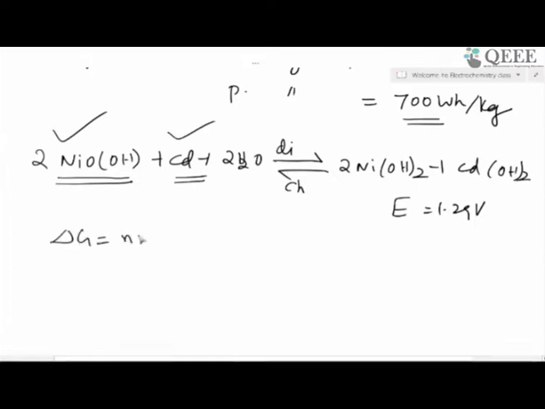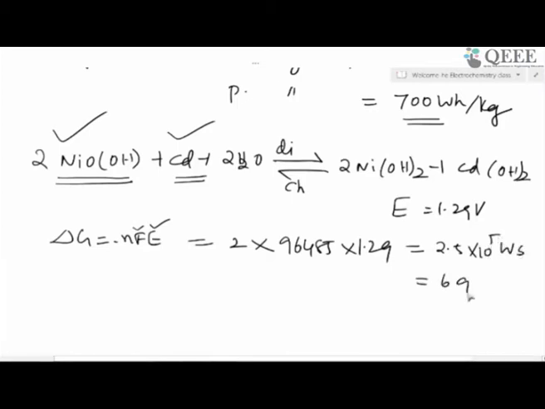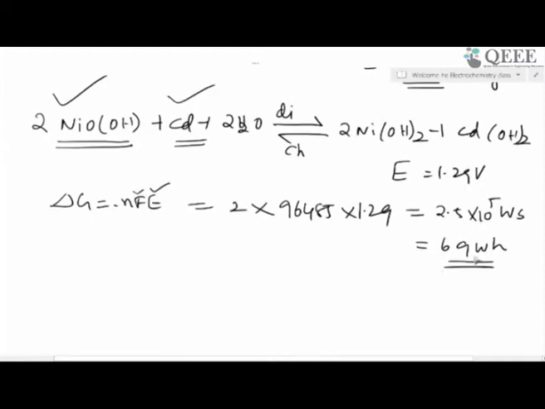Delta G is nFE. Okay, E is the voltage, you multiply by charge, it becomes energy. So that's going to be roughly 2 times, because this is a 2 electron process, 96,485 into 1.29, which is the voltage of the battery. That's roughly about 2.5 into 10 power 5 watt second, which is 69 watt hour. This is 69 watt hour. So much energy you will get. Okay, watt is joules per second. So hour is also a unit of time. So this should be a fundamental unit of joules. So much energy that you get from this battery.